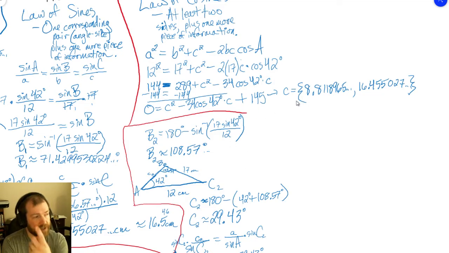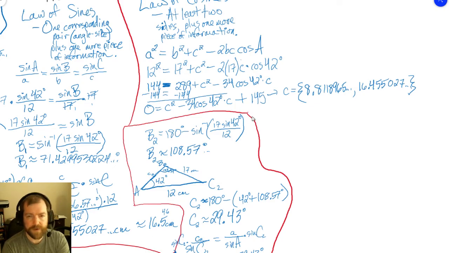Alright, so C could be either 8.8118965 or 16.455027, etc. And guess what? We know what those values were, right? We got those at the end last time down here. But now we've got them at the beginning in the law of cosines. So that means if we use the law of cosines, we already know that there are two different valid triangles, or at least they seem valid. And so our next step will be to figure out where these are and get the other items for them.